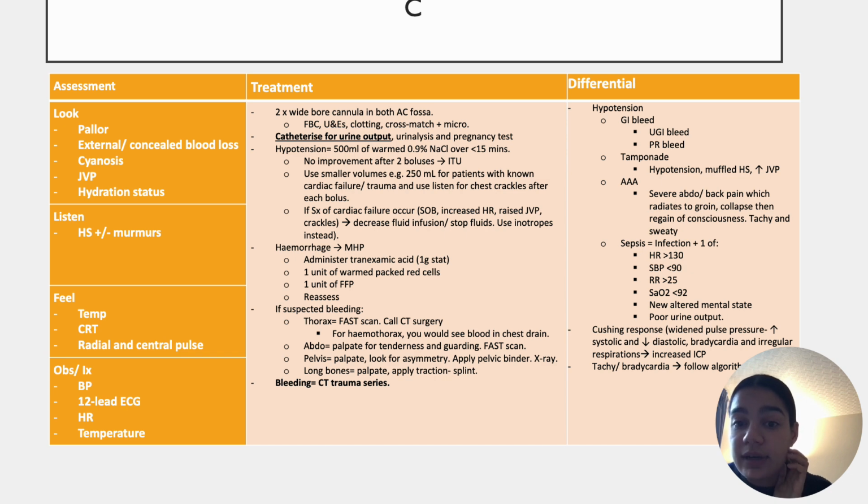Again, I've got the differential list of what could be causing hypotension, and it's a range of things, but you're concerned about bleeds, tamponades, sepsis. I've added onto the bottom as well that if there's tachy or bradycardia, you want to follow the algorithm by the Resus Council for both of these, and I can put a link onto the comments below.